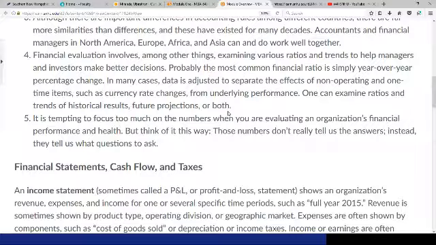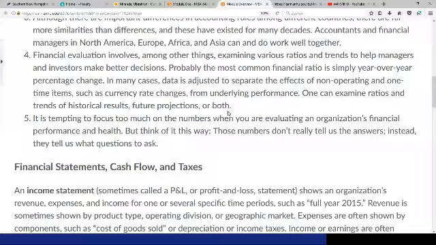Now, financial valuation involves, among other things, examining various ratios, and you're going to use ratios and trends to help managers and investors make better decisions. Again, one of the reasons for this course is to help you appreciate how executives make decisions using data. Probably the most common financial ratio is simply year-over-year percentage change. There are other ratios, but this is a fairly normal one. In many cases, data is adjusted to separate the effects of non-operating and one-time items, such as currency rate changes, from underlying performance. One can examine ratios and trends of historical results, future projections, or both.